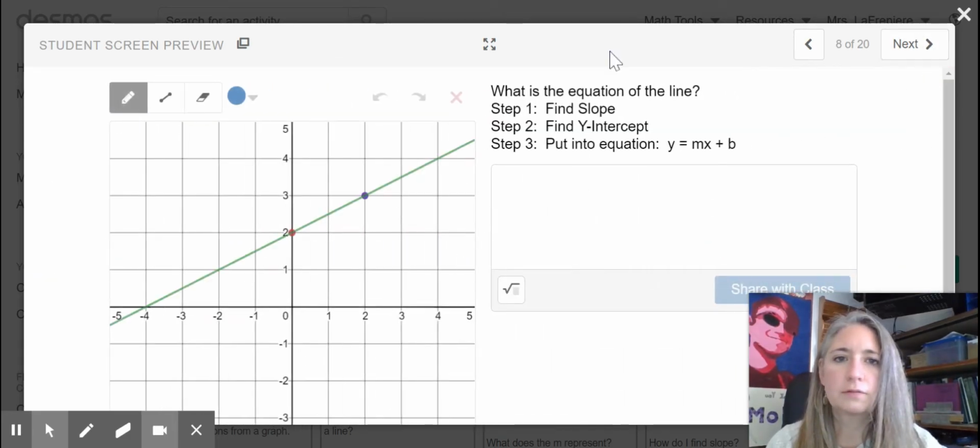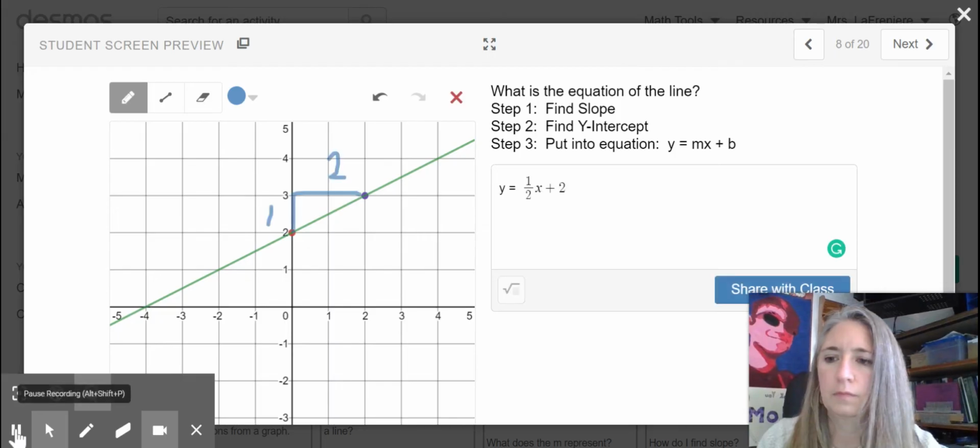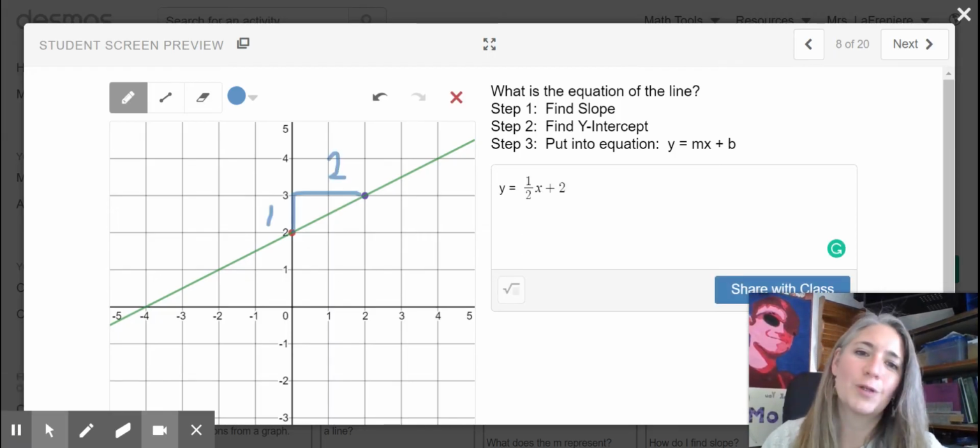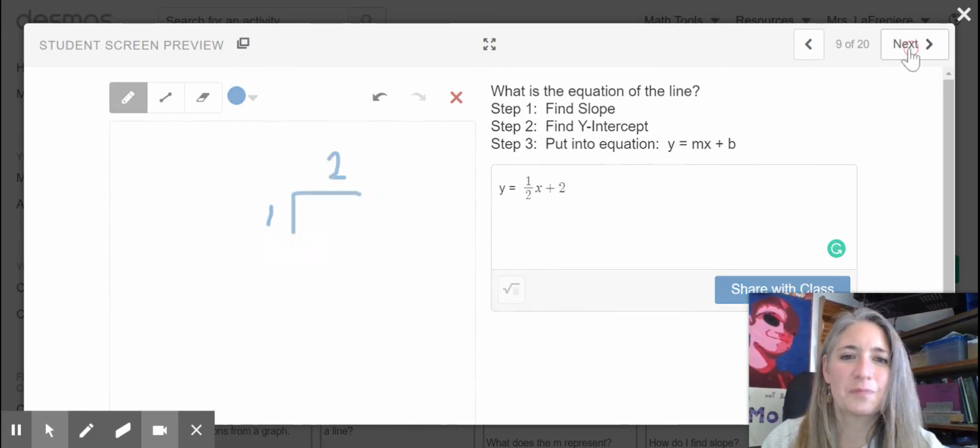Try this one. So this would be y equals 1/2 x plus 2. I found the 1/2 was my slope. Here's my rise over run, and the 2 was my y-intercept. Let's try another one.